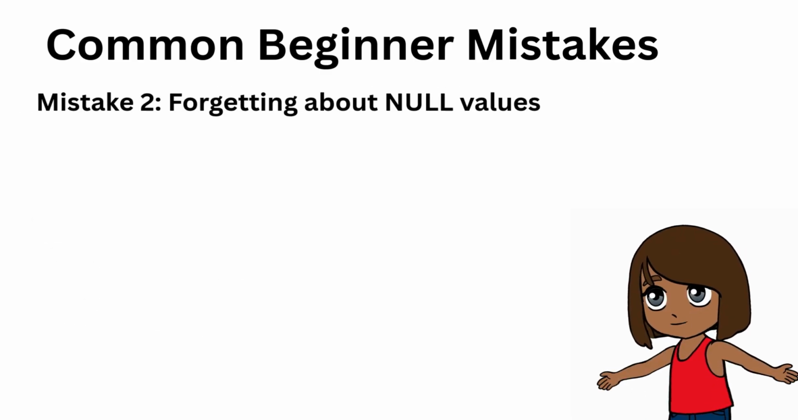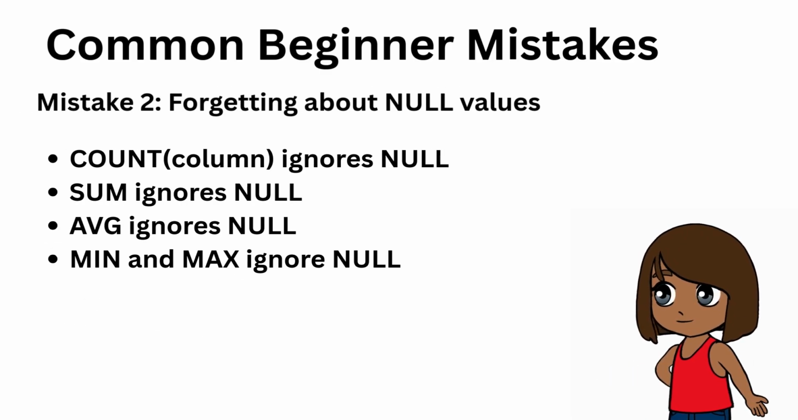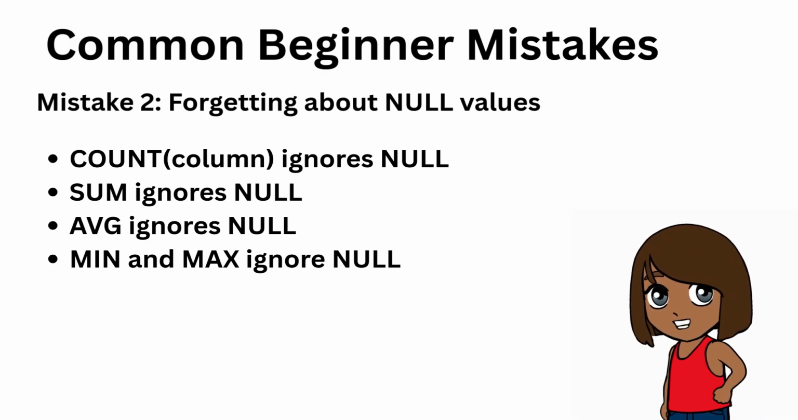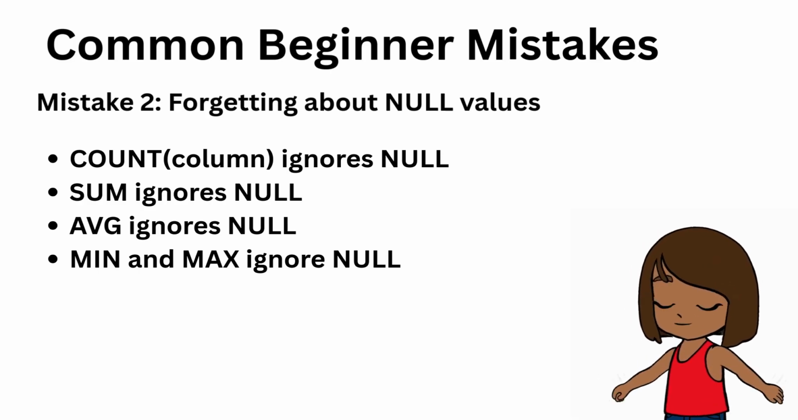The second mistake is forgetting about null values. Remember, count column ignores null, sum ignores null, average ignores null, and min and max ignore null. SQL never treats null as 0.